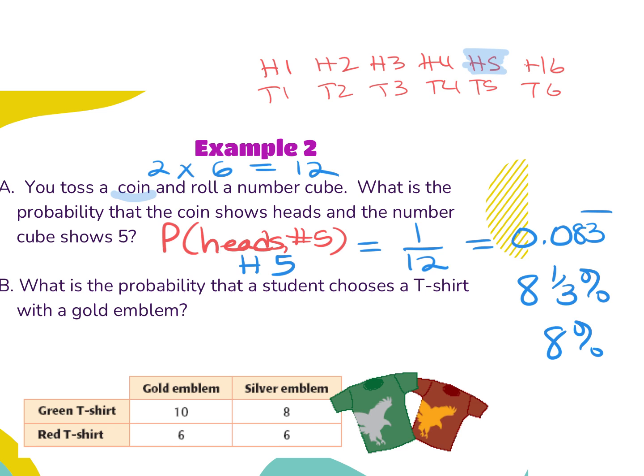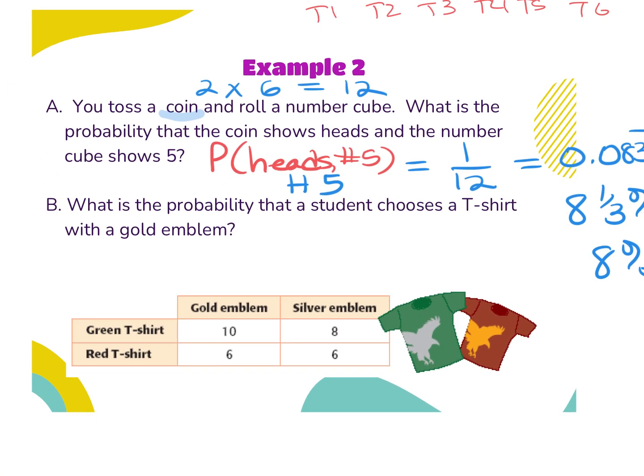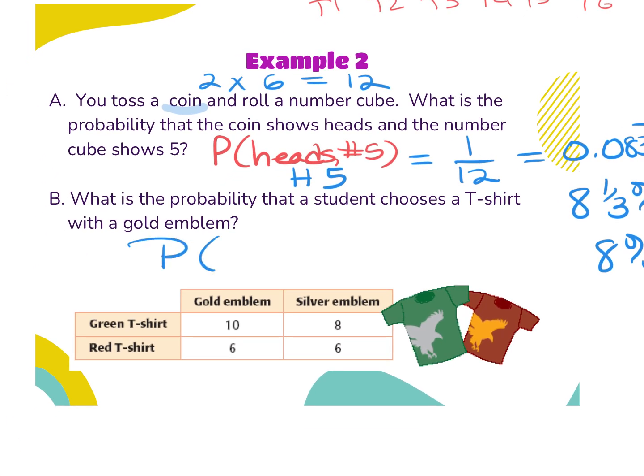So here on this one, they want me to figure out what is the probability that I'm going to choose a t-shirt that has a gold emblem. Now, when you're given all this information in a table, we need to get the total amount. So if I add up this first column here, these are all the t-shirts with the gold emblem. So I have a green t-shirt that can have a gold emblem. That's 10 of them. I have a red t-shirt with a gold emblem. That's 6 of them. So I have a total of 16 t-shirts with gold.